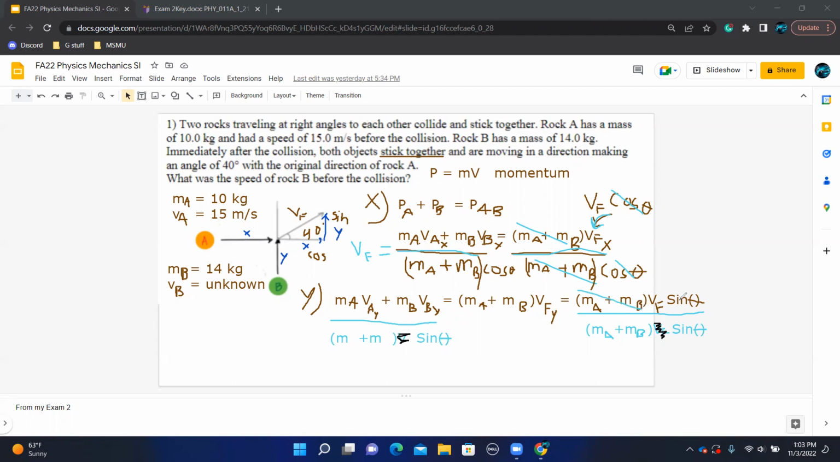We're just canceling out for isolating. Those two cancel out. Well, the B stays there. And then that's equal to your VF equation.